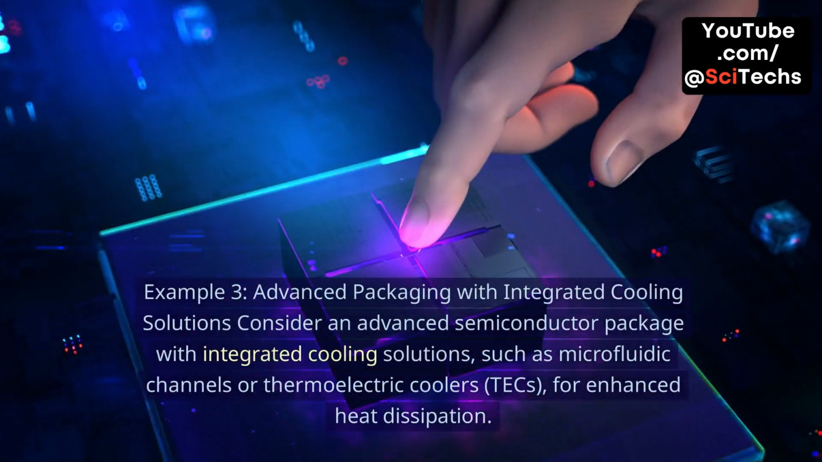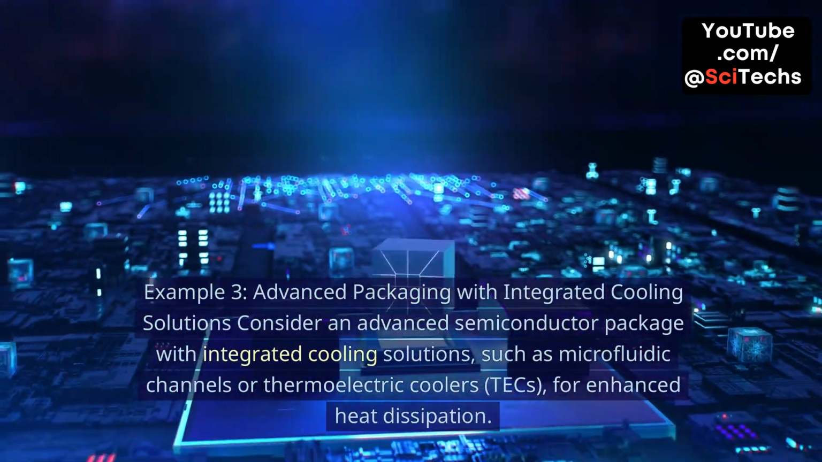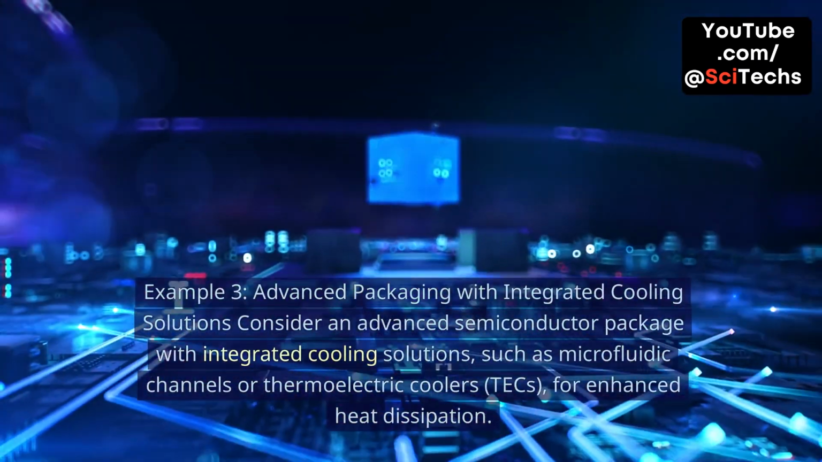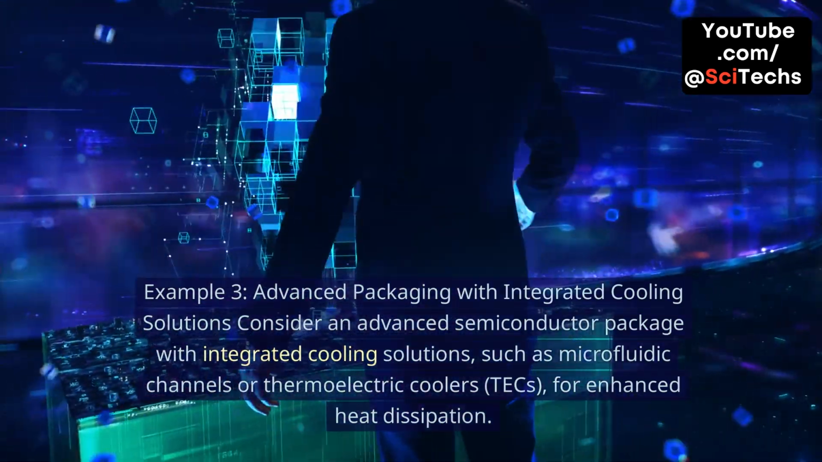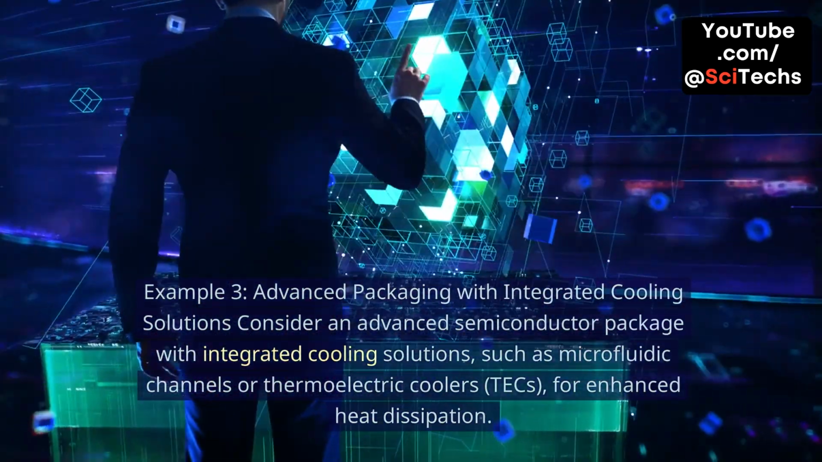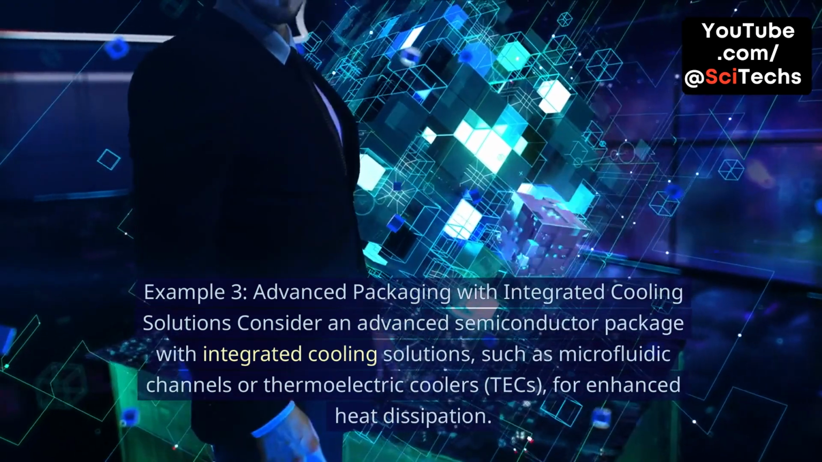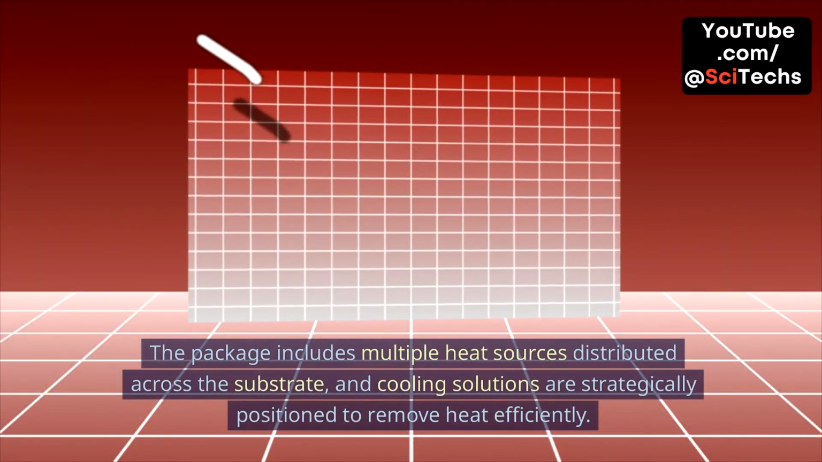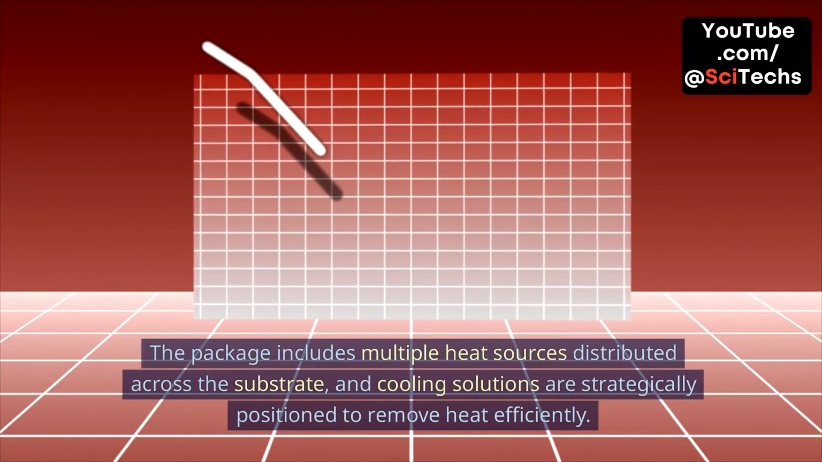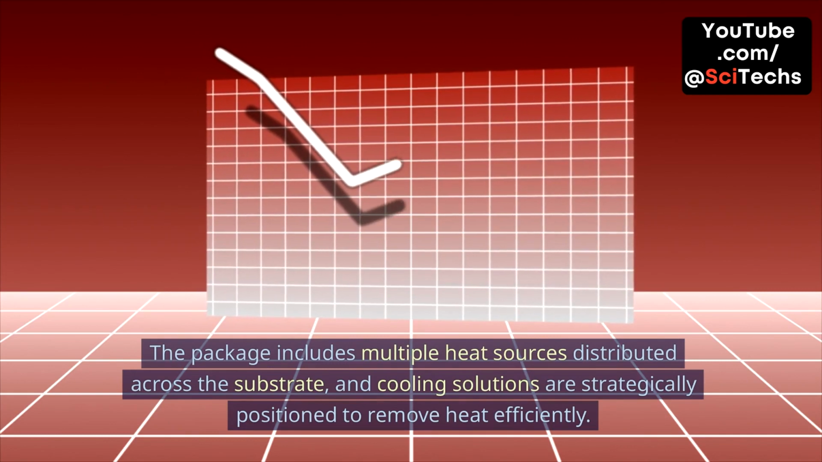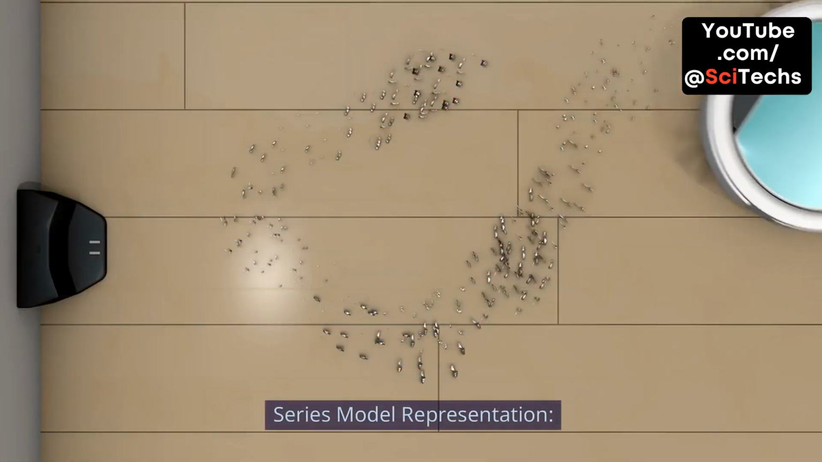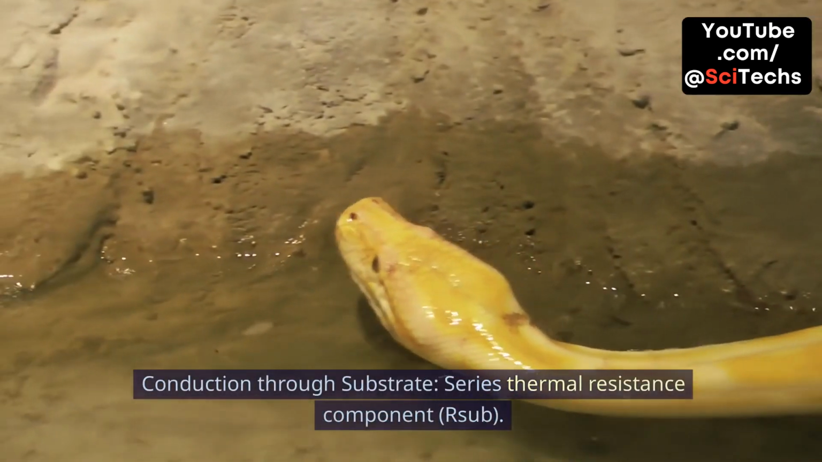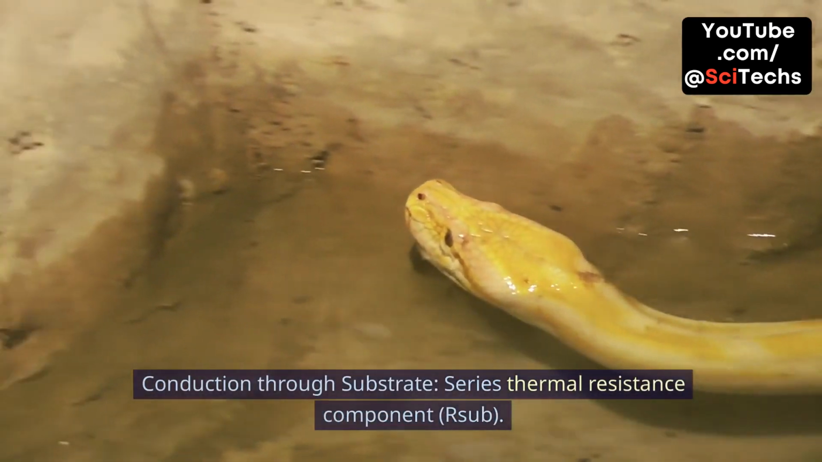Example 3. Advanced packaging with integrated cooling solutions. Consider an advanced semiconductor package with integrated cooling solutions, such as microfluidic channels or thermoelectric coolers, TECs, for enhanced heat dissipation. The package includes multiple heat sources distributed across the substrate, and cooling solutions are strategically positioned to remove heat efficiently. Series model representation. Conduction through substrate, series thermal resistance component, R sub.